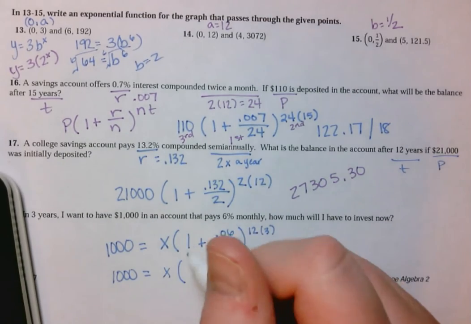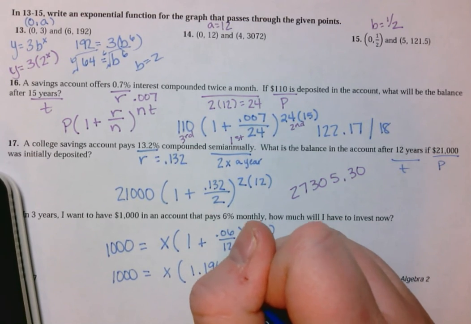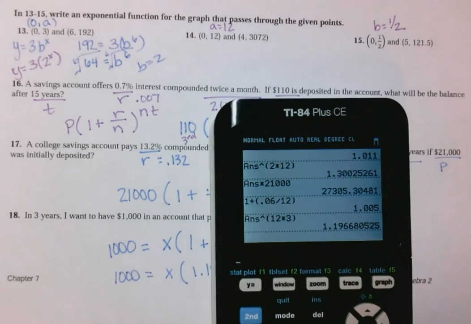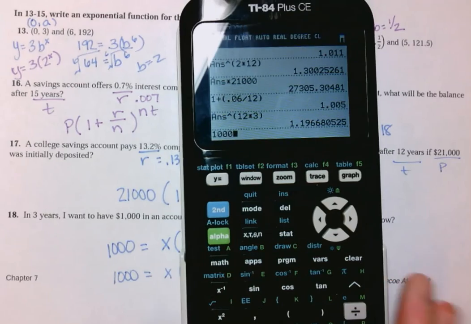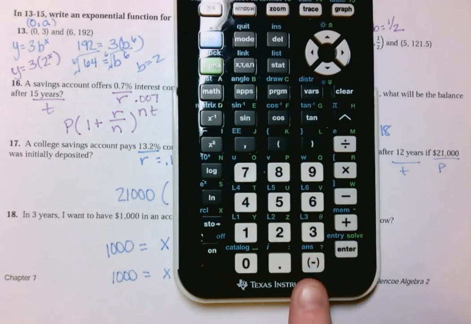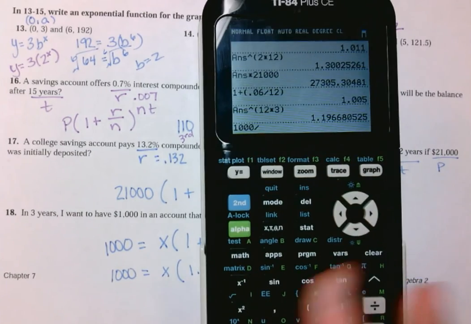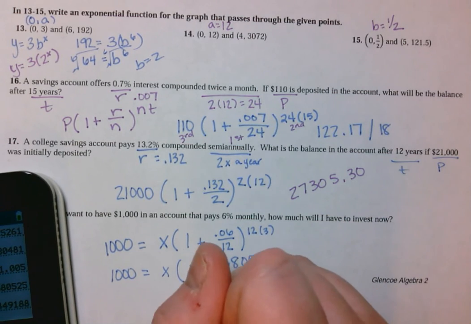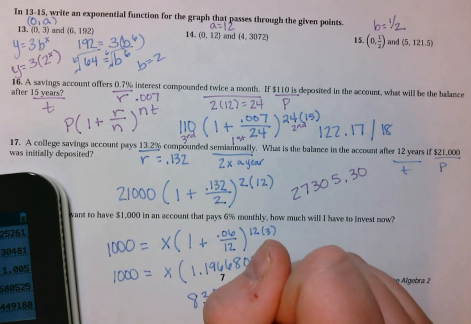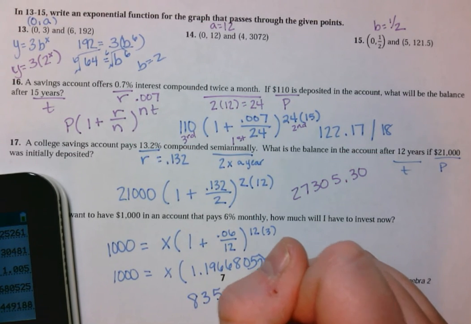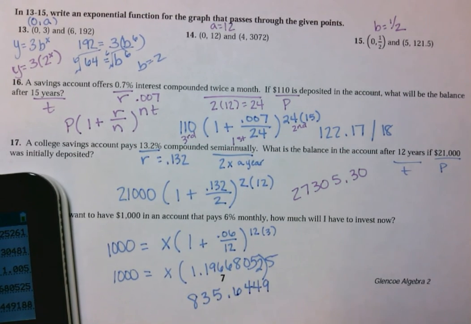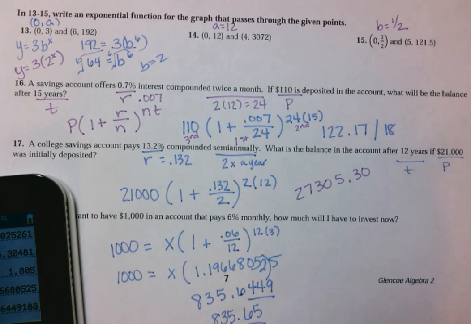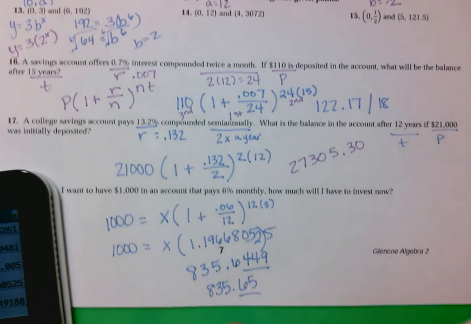So this answer here is 1.196680525. Yes, I would use the whole thing, so I'm going to go 1,000 divided by, and I'm going to use my answer button. So I'm going to go second, answer, enter. So 835.6449. So I guarantee you would have to round up and get 835.65, but either 835.64 or 835.65 would be sufficient. Let me move that up a little bit.